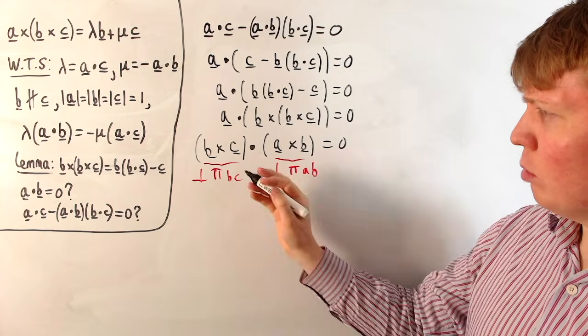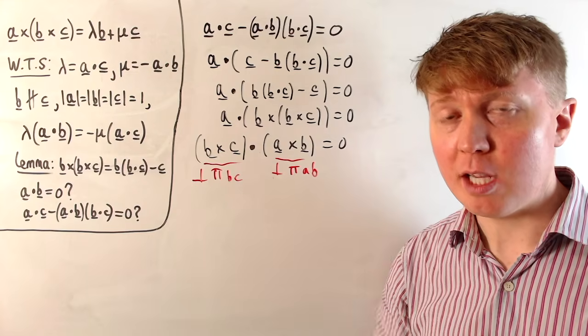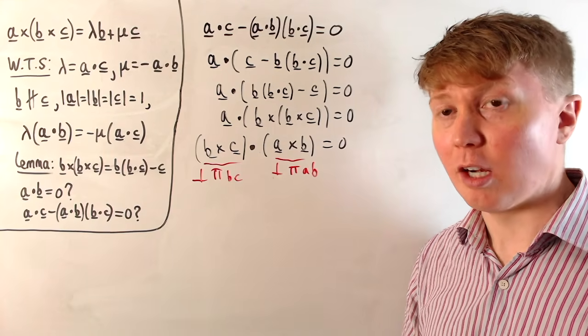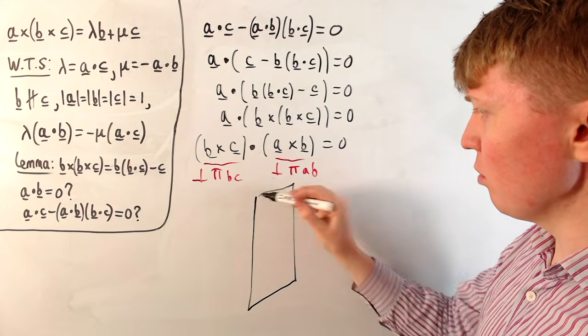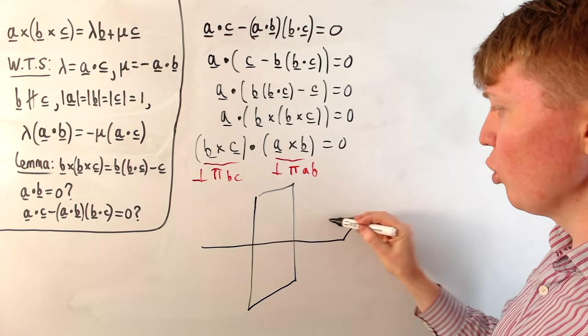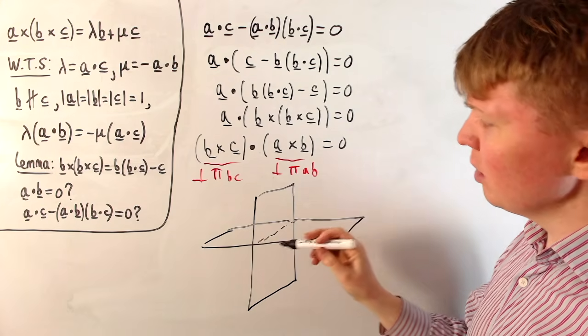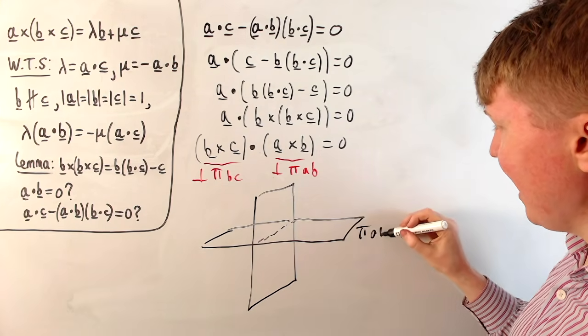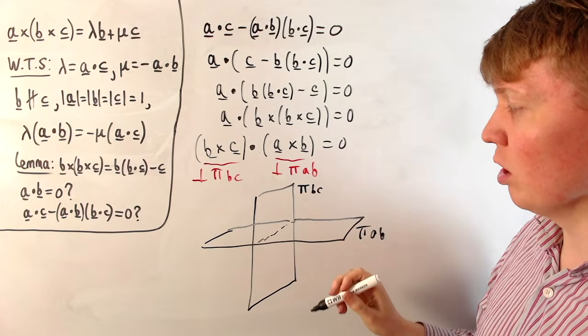So if the normals to these two planes are perpendicular to each other, that means the planes themselves have to be perpendicular. So this gives us a really nice geometric scenario to work with to extract a bit more information that will help us to actually finish the proof in this special case. So let's say this is pi AB, and then let's say this one here is pi BC, the more vertical looking one.